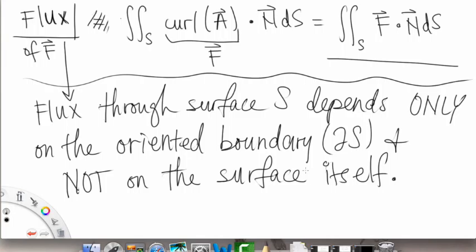And now we'll do an example of finding the surface integral.